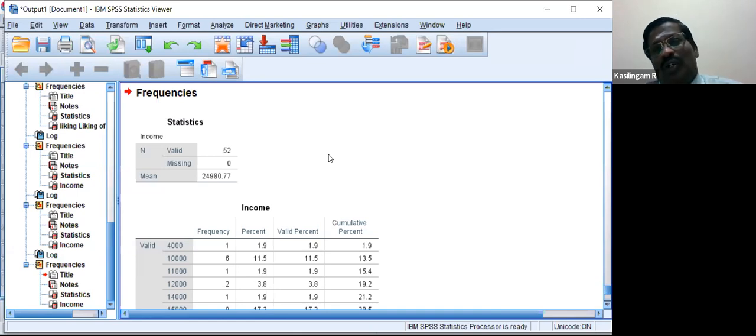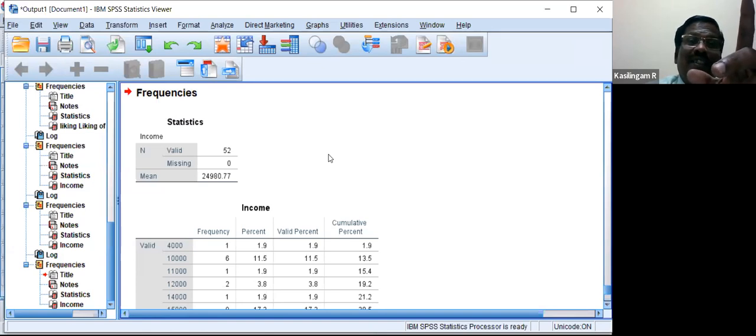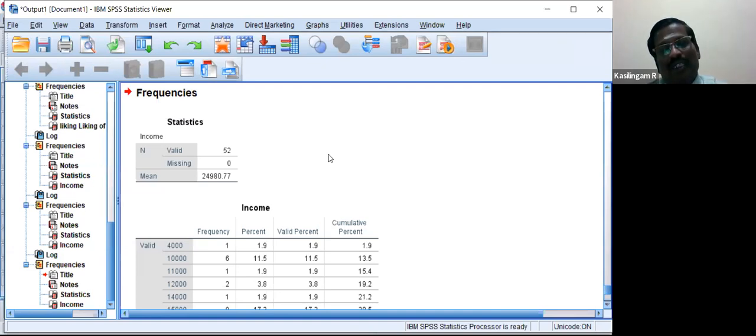So for ratio data, mean is the solution. We have to use only mean. If you use frequency analysis, you will end up in chaos. You cannot use it. So finally, there are 4 types of data: nominal, ordinal, interval, ratio.